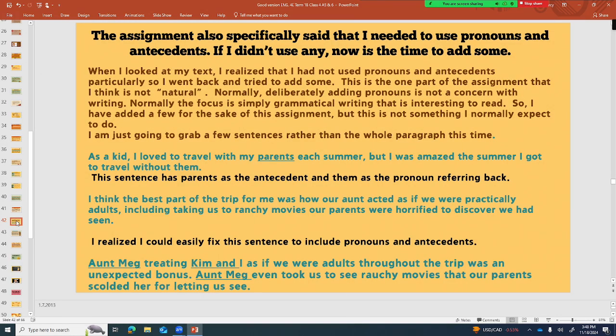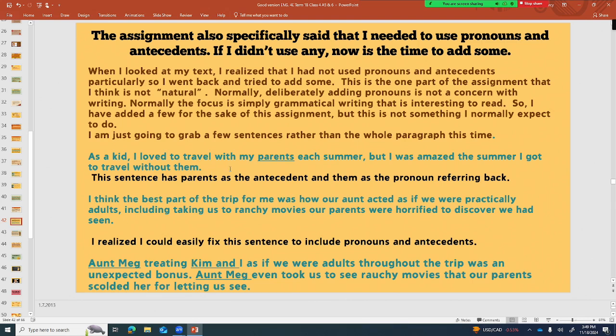Now, this assignment specifically said that I needed to use pronouns and antecedents, and I realized I completely forgot. So I had to go back and add some. This is one part of the assignment that isn't natural, and I'm not normally deliberately adding pronouns, but they wanted us to do that to get practice for that. So I've added a few for the sake of the assignment, and I'm just going to grab a sentence or two and fix it.